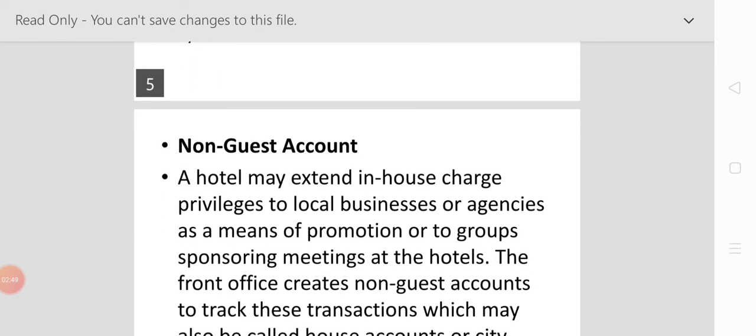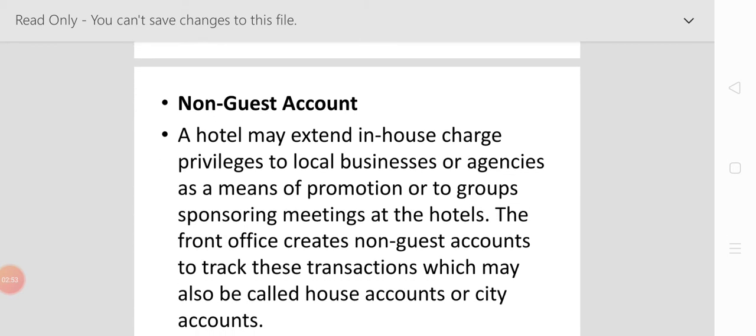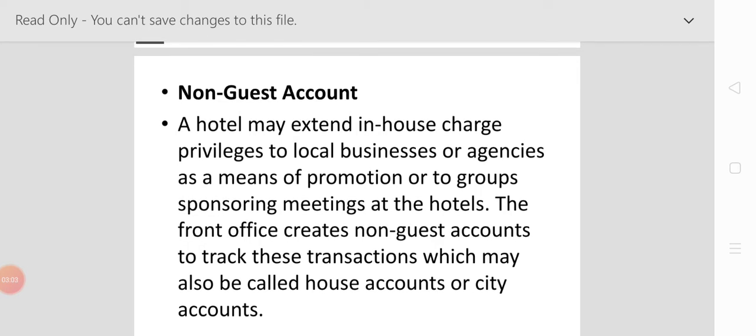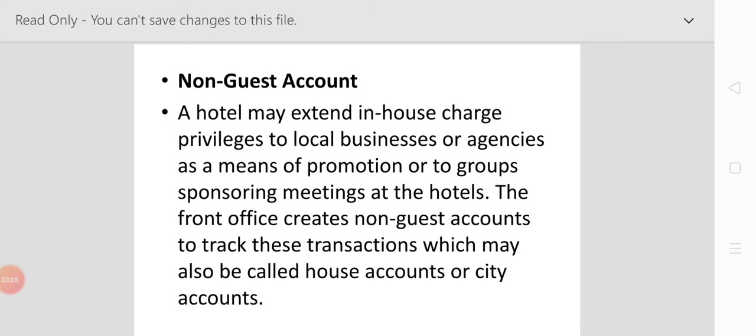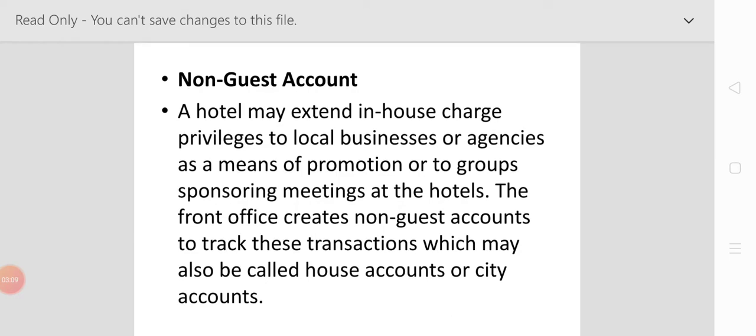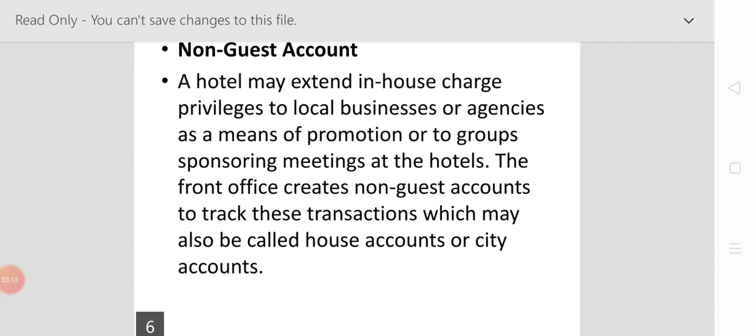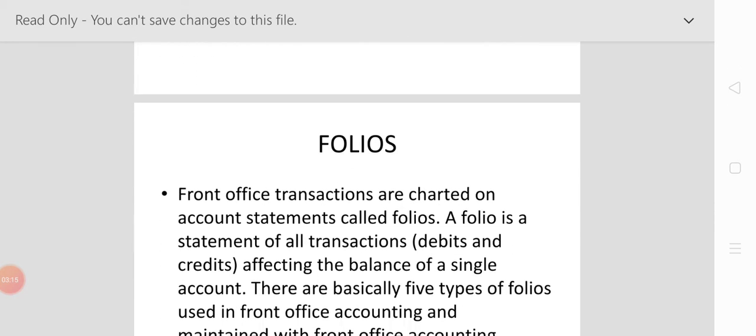Then come to the next topic, that is called the non-guest account. A hotel may extend in-house charge privileges to local businesses or agencies for the purpose of promoting or hosting a sponsorship meeting at the hotel. The front office creates a non-guest account to track their transactions, which will be called the house account or the city account.